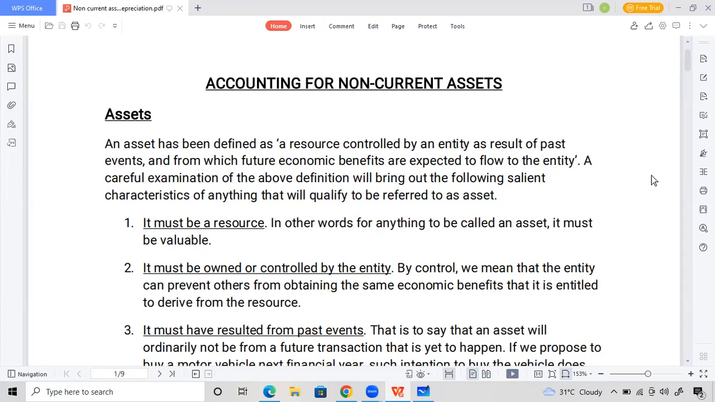That is to say that an asset will ordinarily not be from a future transaction that is yet to happen. An asset will not be from a future transaction. It will be from things that you have now.